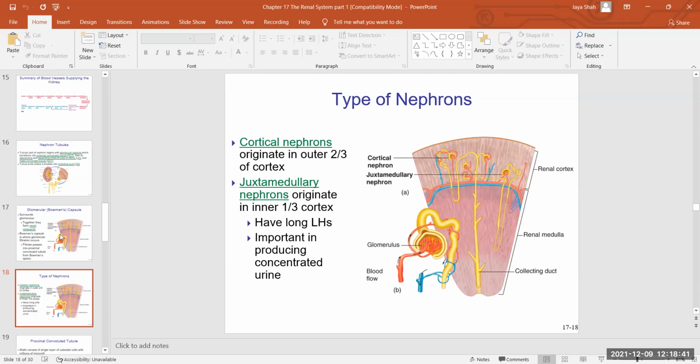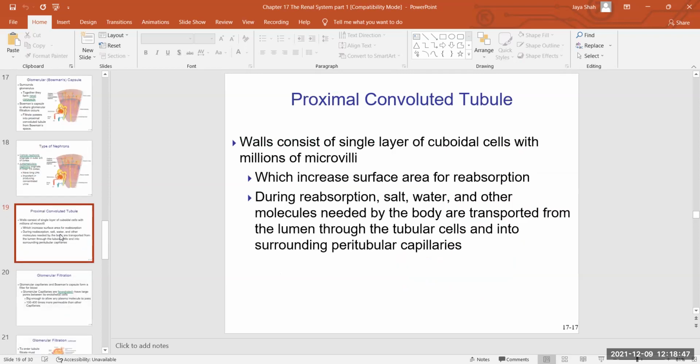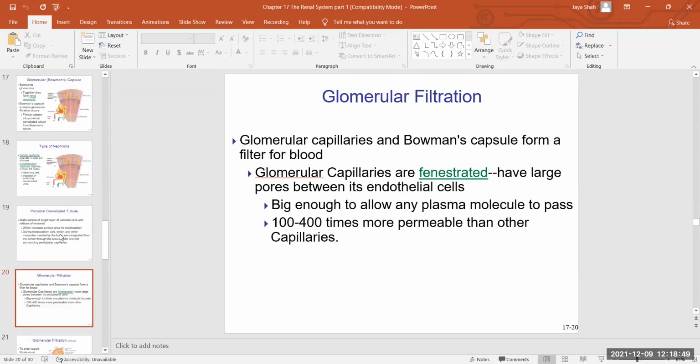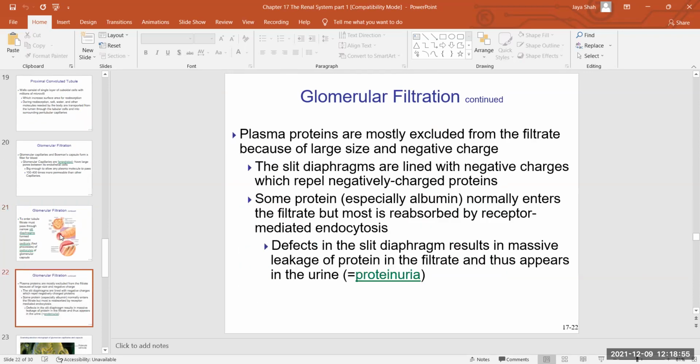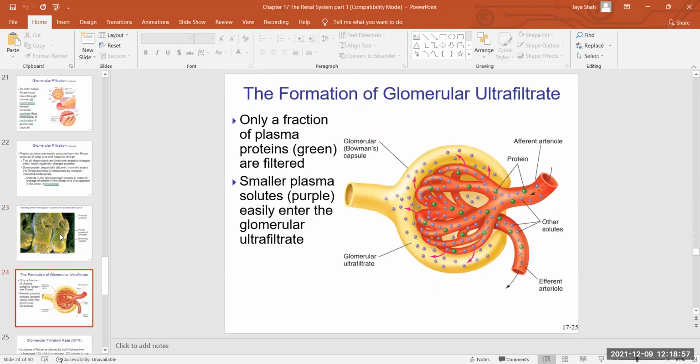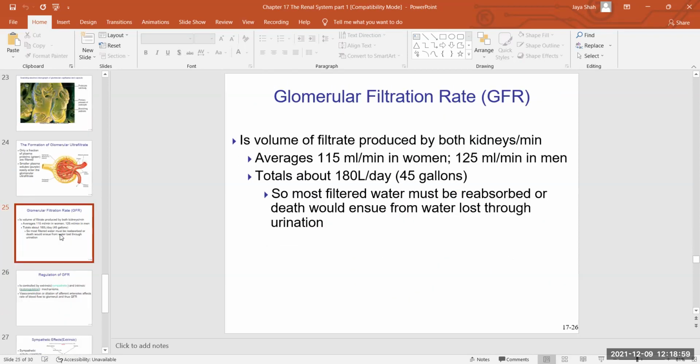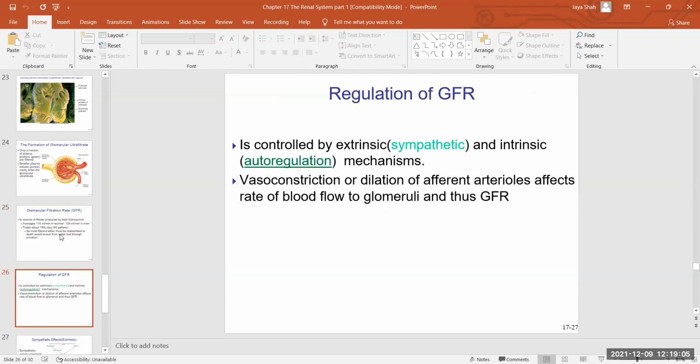Based on the location of the nephron, there are cortical and juxtamedullary nephrons. Identify them and differentiate them. What is the role of proximal convoluted tubule, glomerulus, and distal convoluted tubule? GFR, and what are the factors which regulate GFR? Okay, so regulation of GFR.